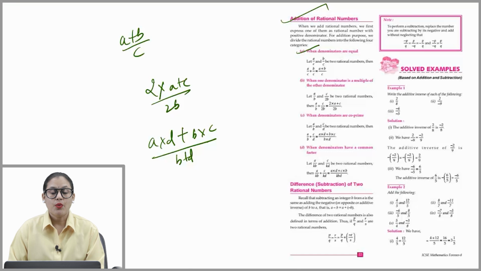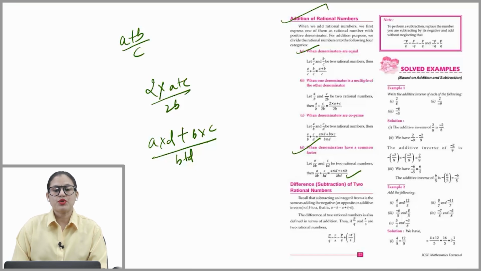Okay. D. When denominators have a common factor, let A by KB and C by KD be 2 rational numbers. Then A by KB plus C by KD is equal to A into D plus C into B upon KBD.